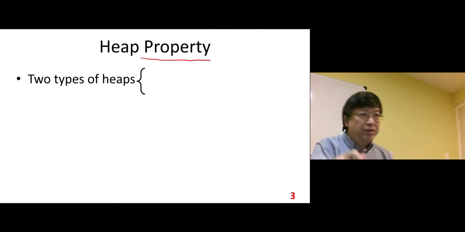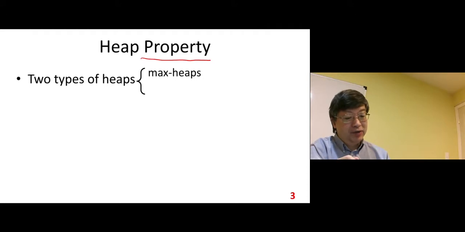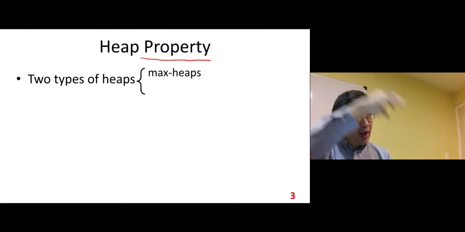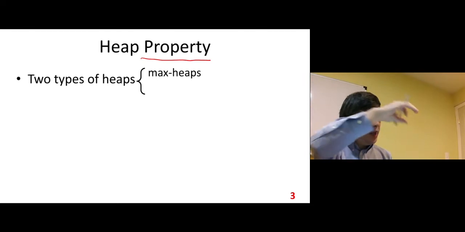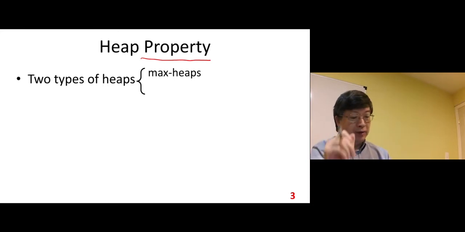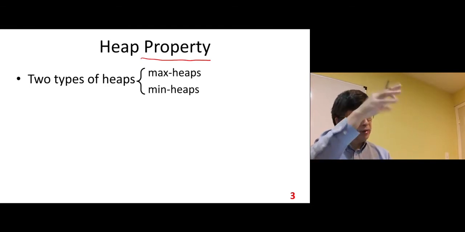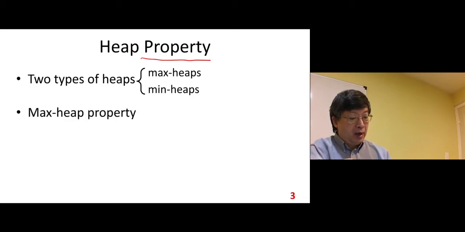There are two types of heaps. Very straightforward. The first, the max heaps: the maximum element is at the root. Then when we go down, we have some special order structure. Similarly, min heaps, minimum at the root, then a certain structure from there. So let us define the max heap property first.